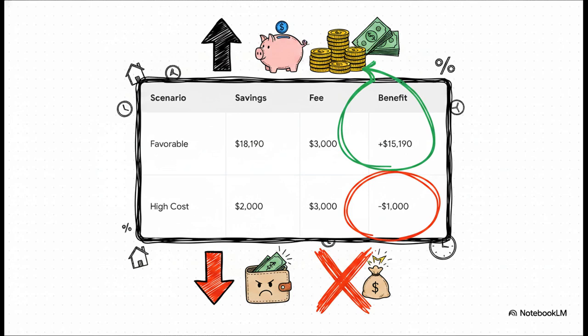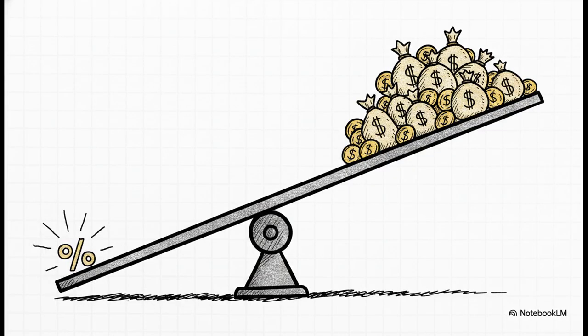Refinancing here isn't just pointless, it actively destroys your wealth because those closing costs completely wipe out the minor interest rate savings. And when you're doing this math, it is absolutely vital to perform what we call a sensitivity analysis.